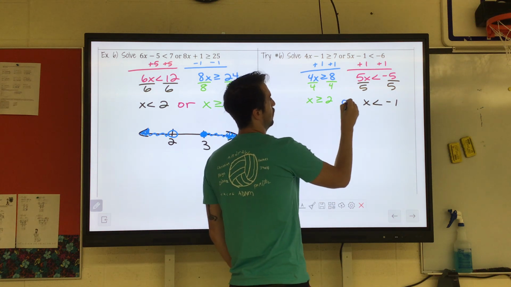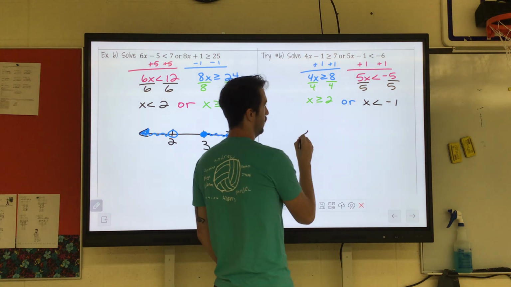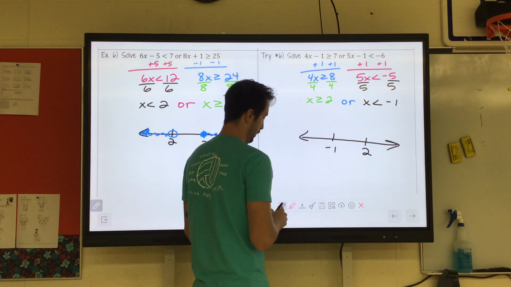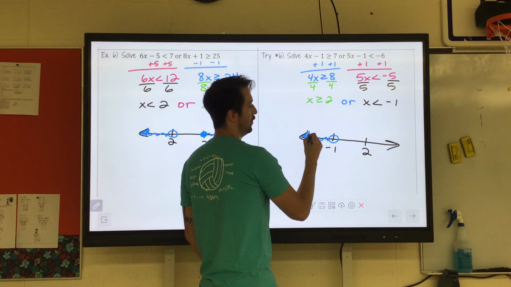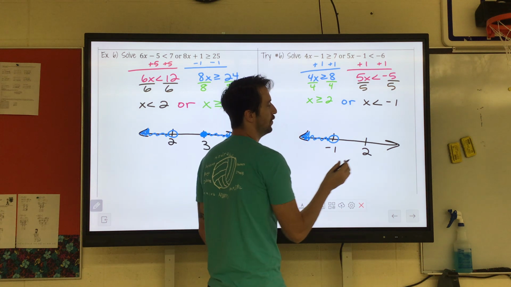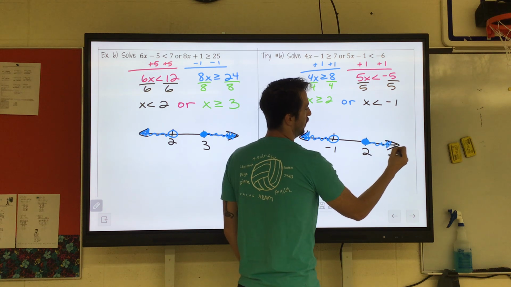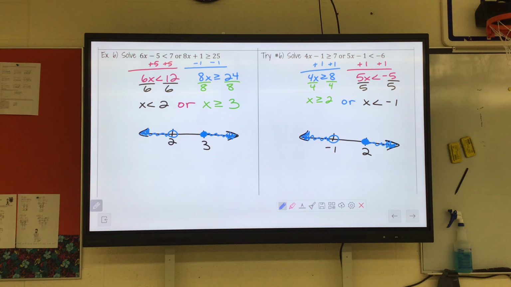Nice. So negative 1 is the smaller number. That would be on the left. Negative 1, it's less than. So it would be open dot, shaded left. 2 is greater than or equal to, so it would be filled in dot, shaded to the right. And that's it, folks. We did it. We did some compound inequalities.